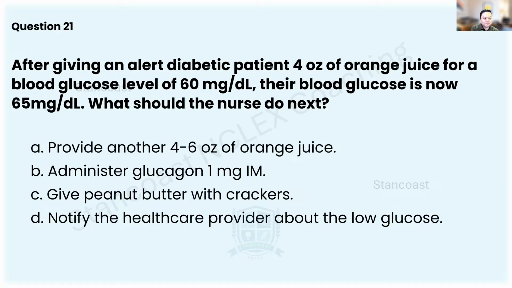Take note about the range of your patient's blood sugar. Initial is 60. The subsequent reading is 65 milligrams per dL.